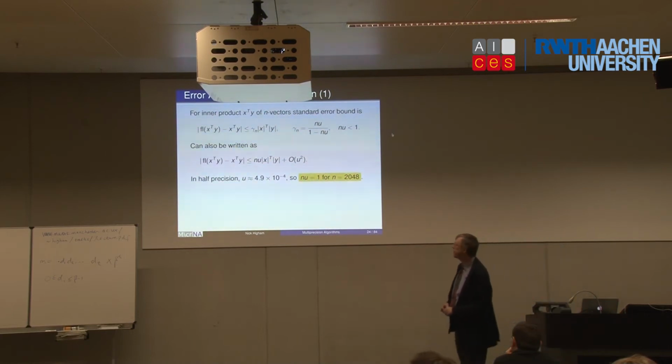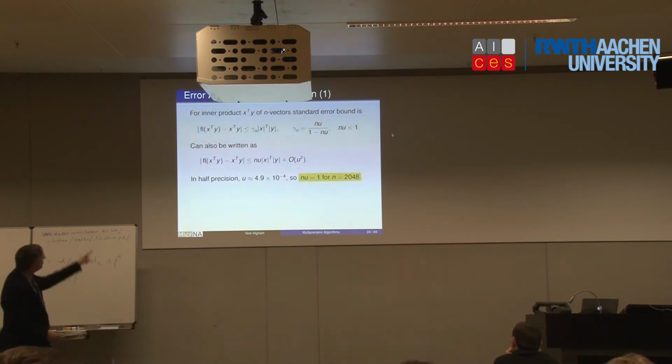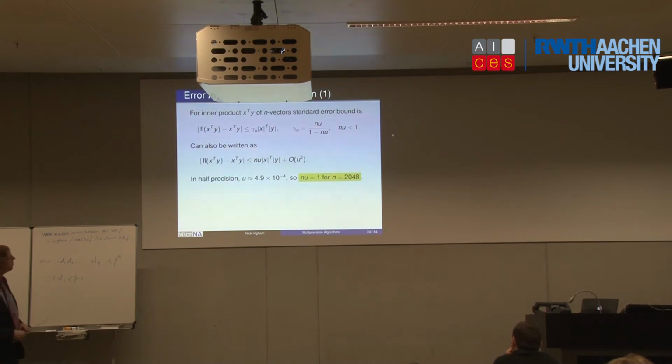Now if we do a little bit of error analysis, if we look at the inner product of 2 n-vectors, x and y, the standard bound, in fact taken directly from my book, is this. For a floating point format with precision, unit round off u, the absolute error is bounded by gamma n, which is nu over 1 minus nu, times mod x transpose mod y. Now notice the right hand side is not the modulus of the answer. That would be mod of x transpose y. It's mod x transpose mod y. And that's potentially much bigger than the modulus of the answer. So this is not actually a relative error bound, but let's just assume it is.